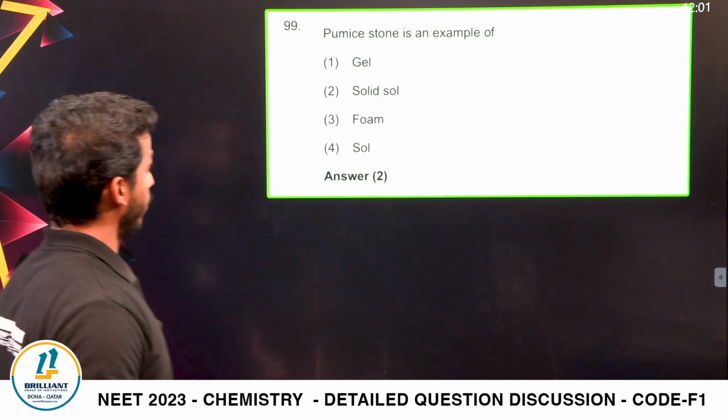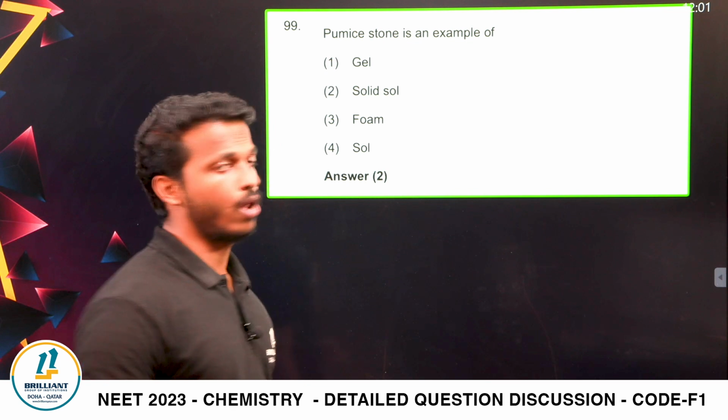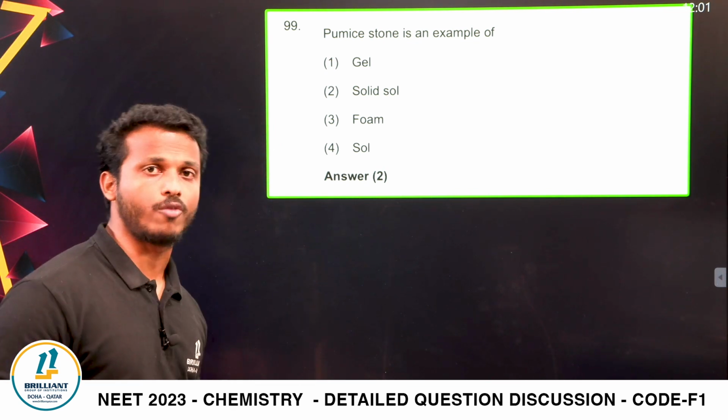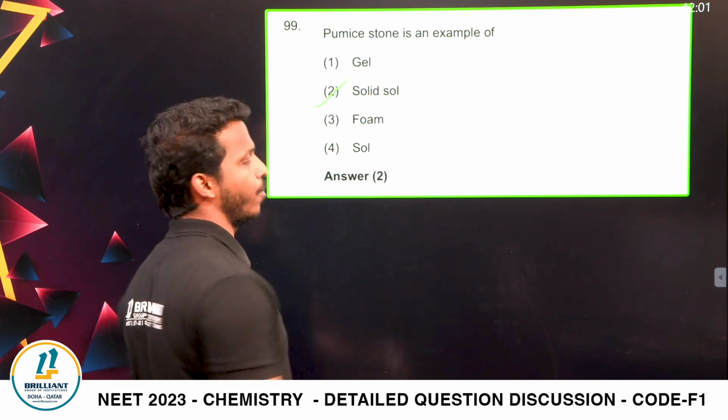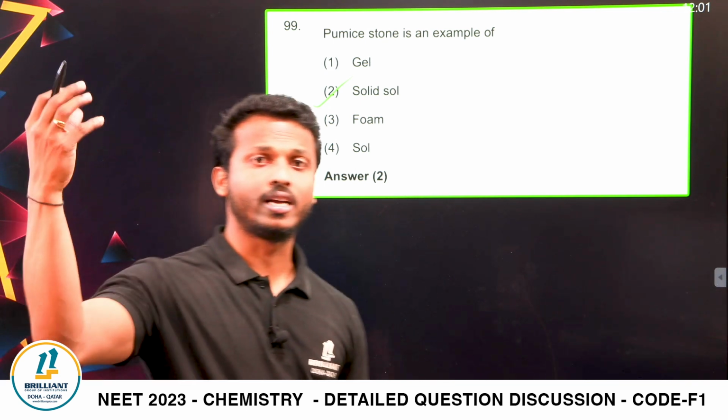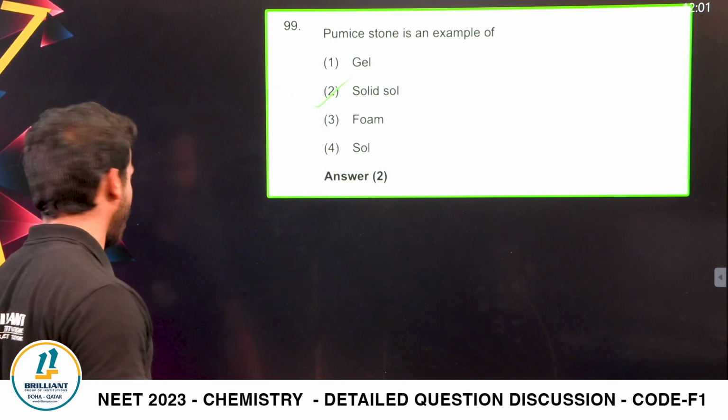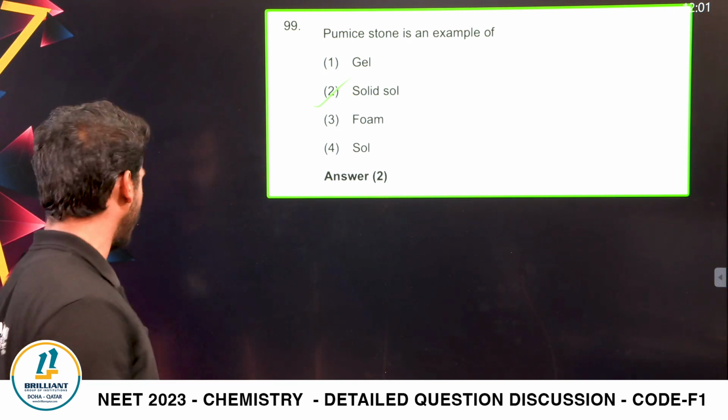Next one. Pumice stone is an example of which one? Solid sol. It's a colloid system, like gas in solid, right? Pumice stone as an example of a colloid system is compulsory to know.